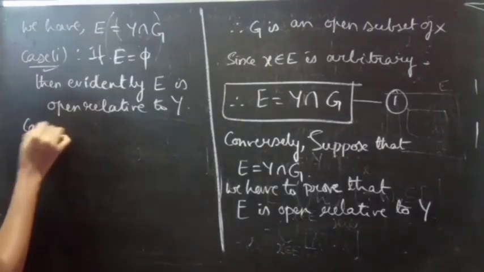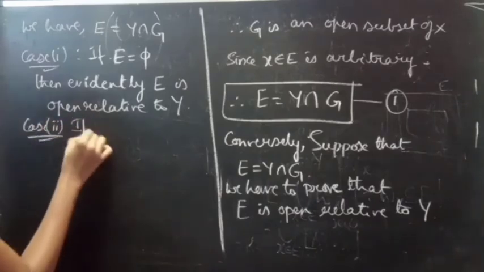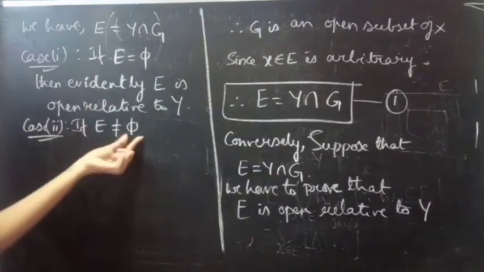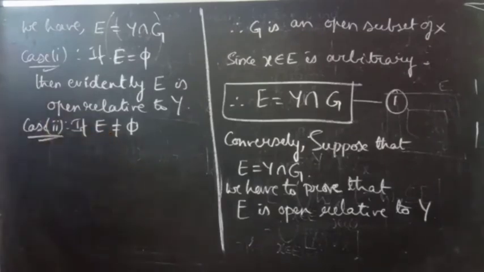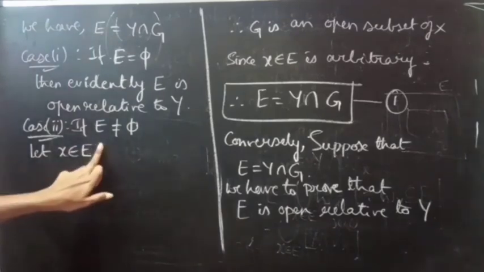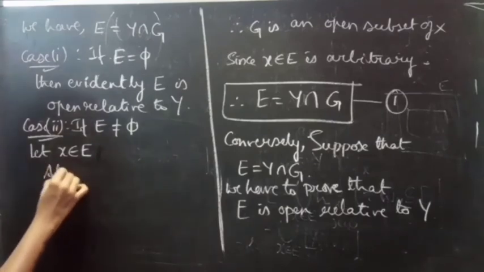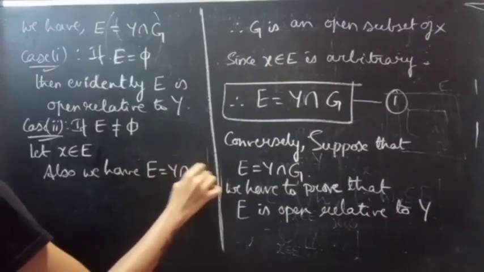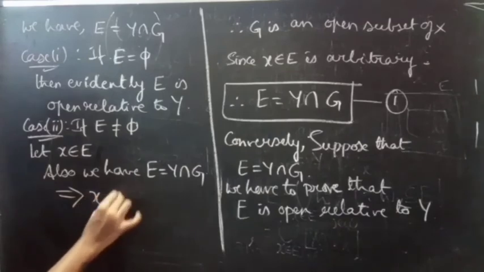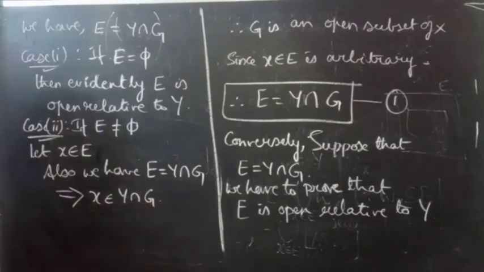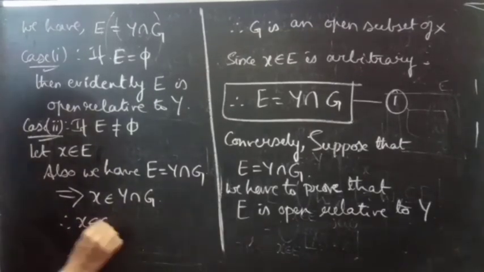Case 2: if E is not equal to phi, then there exists some element in E. Let us consider that element as some x which belongs to E. Also, we have E equals Y intersection G. Then we can say that x belongs to Y intersection G. So we can say that x belongs to G. Therefore, x belongs to G.